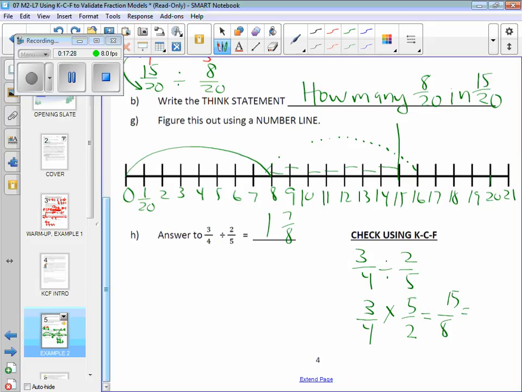8 goes into 15. How many times? So you did it on the sprint practice last night. 1 with 7 left over. 1 and 7/8. Stop my clock. 29 seconds. Pretty cool. Therefore, now it will work with any fraction. Keep, change, flip from here on out.